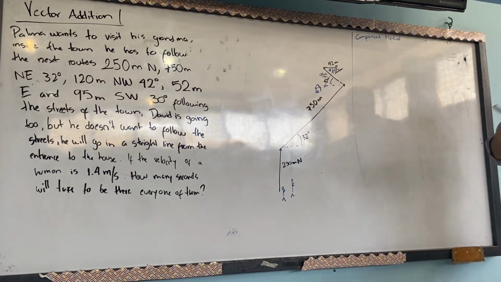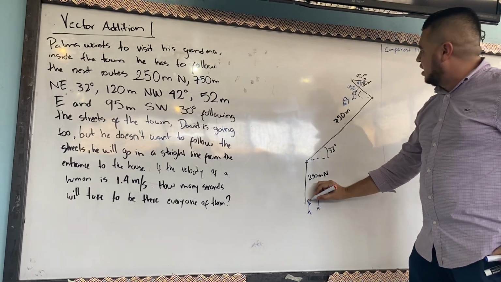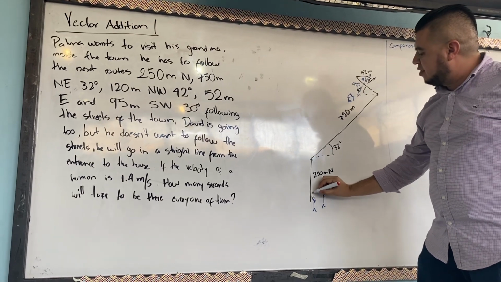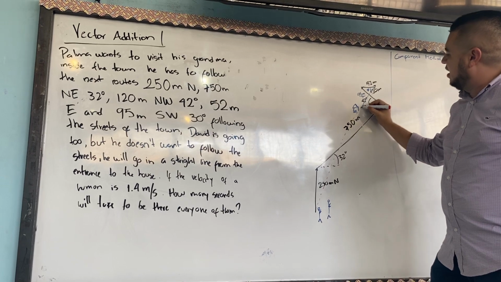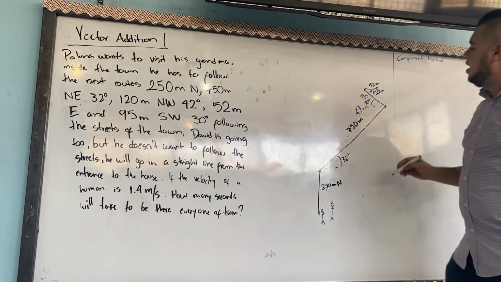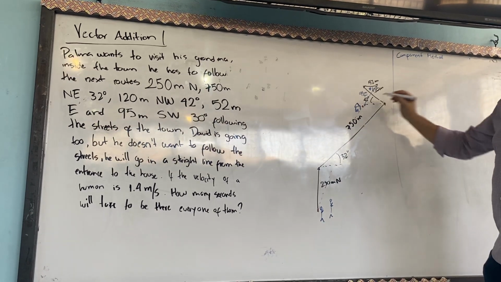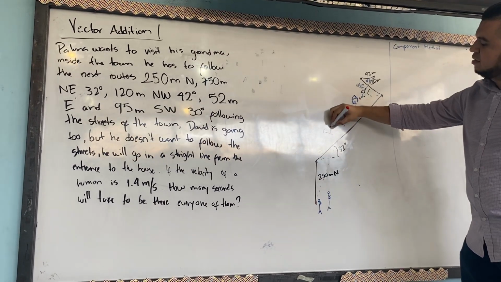Find the resultant. What is the resultant? The resultant will be one vector that goes from the starting point until the final point, right? So that means it goes until here, right? It will be one straight line that starts in here and finishes at the end of the program, right? So that is the thing that we need to find. This is the resultant, right?